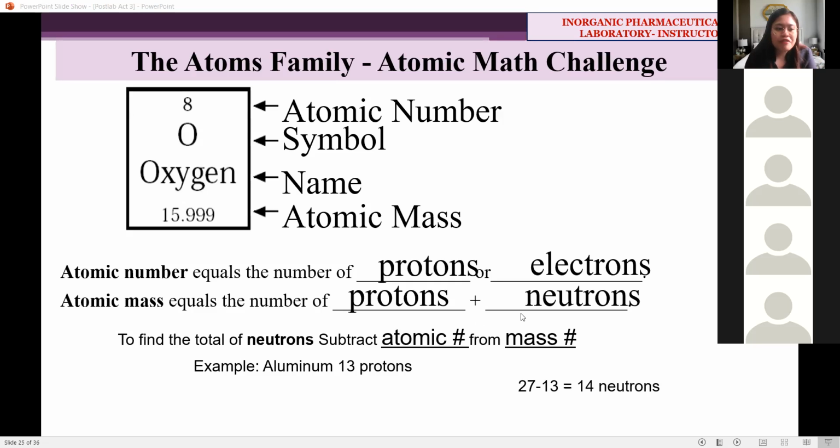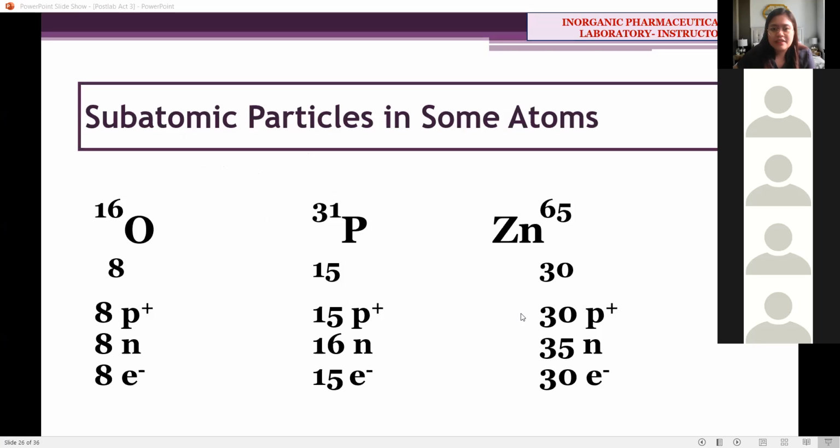By the way, to be uniform, please round off the atomic masses of the elements to the nearest whole number. So for oxygen, 15.999, we will use 16 for its atomic mass. I hope that is clear. So here are more examples, class, of how to identify the subatomic particles of the elements.